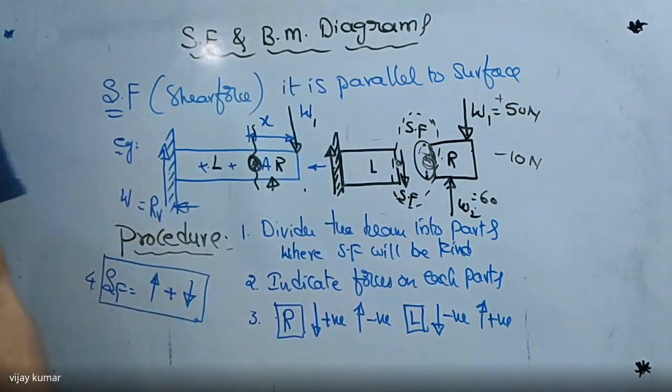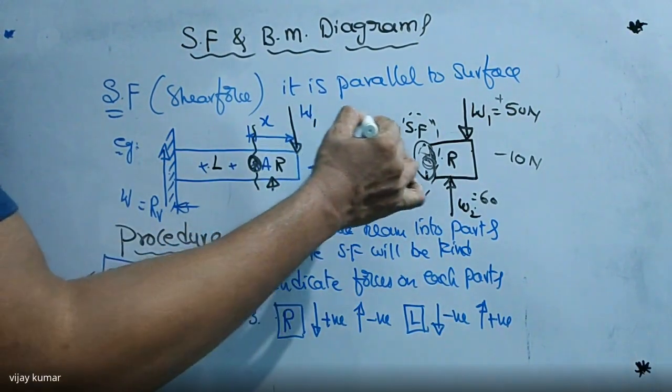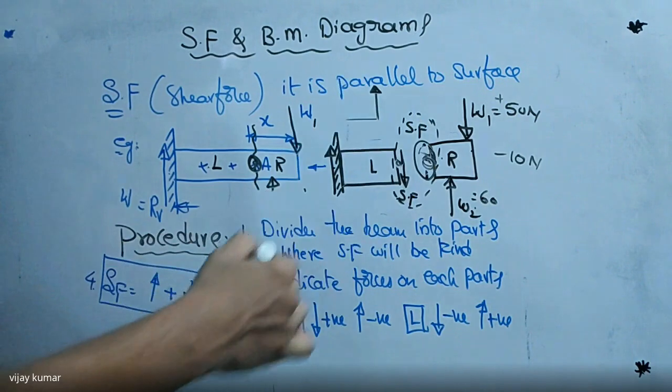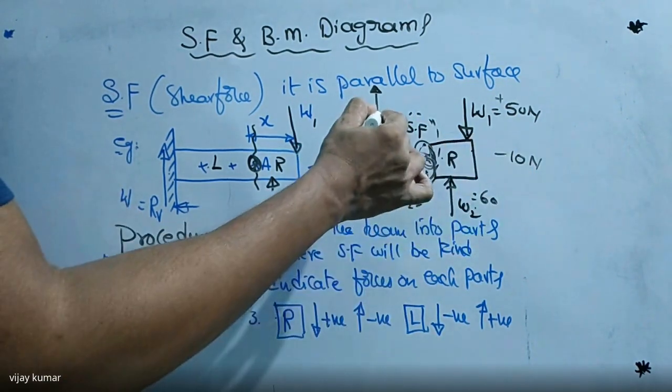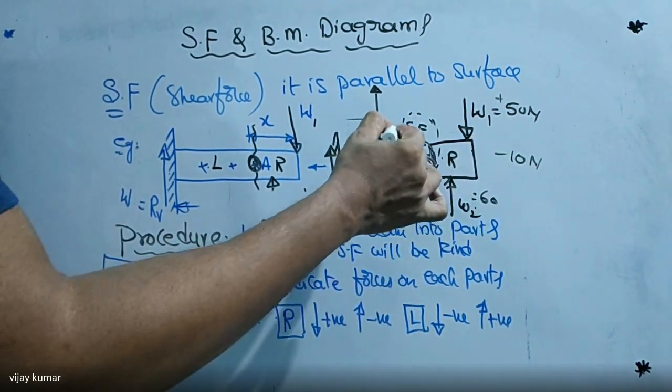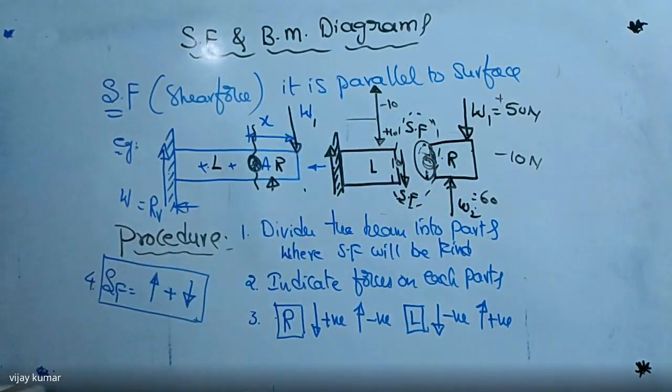So we have to indicate the diagram in upward direction. So I'm going to indicate this is the shear force direction. If we get positive, the shear is moving in downward direction. This is plus 10, this is minus 10. Listen carefully.